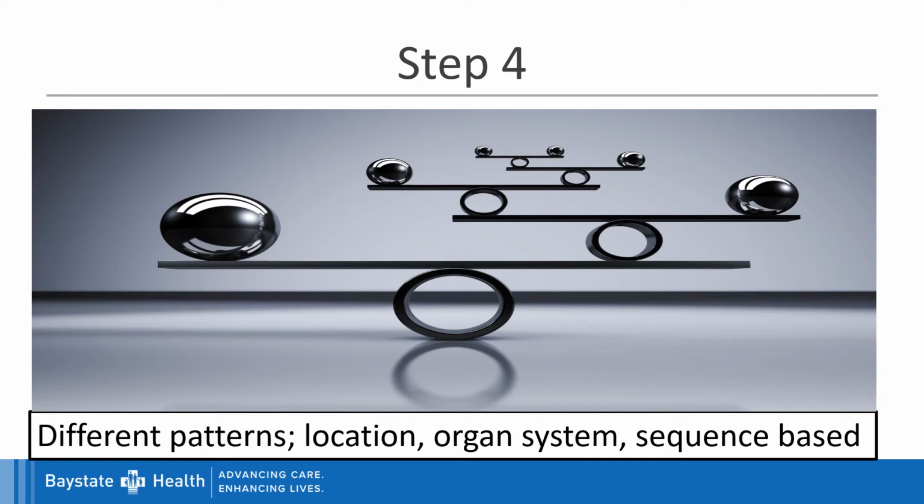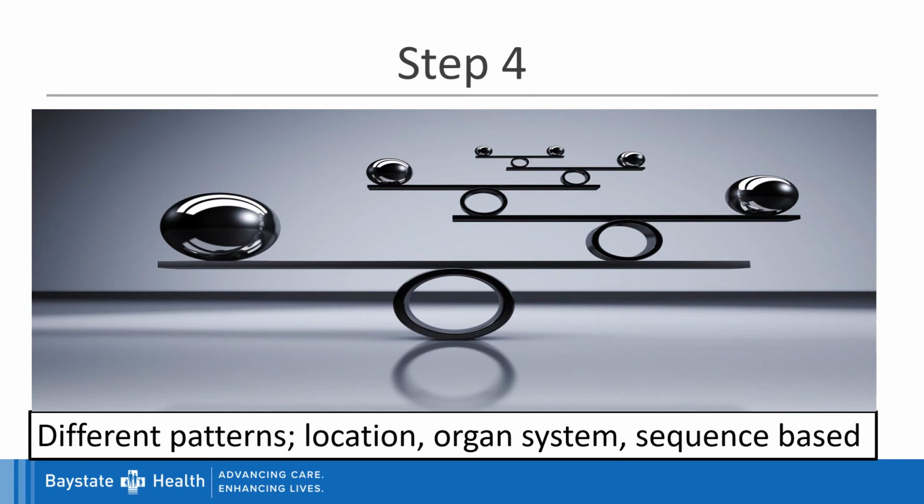You can choose to do it by location. For instance, you might choose to look at a chest x-ray from the middle of the film out towards the periphery. So for instance, you would start with cardiac and mediastinal silhouettes and then move out peripherally to look at the lungs and then to look at the bony structures and the soft tissues.